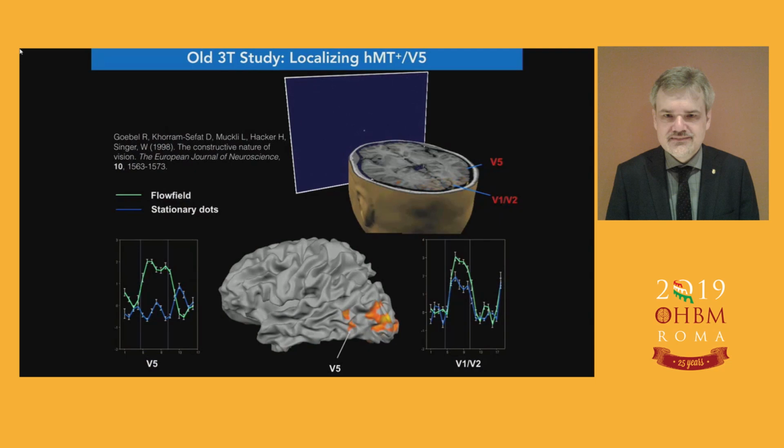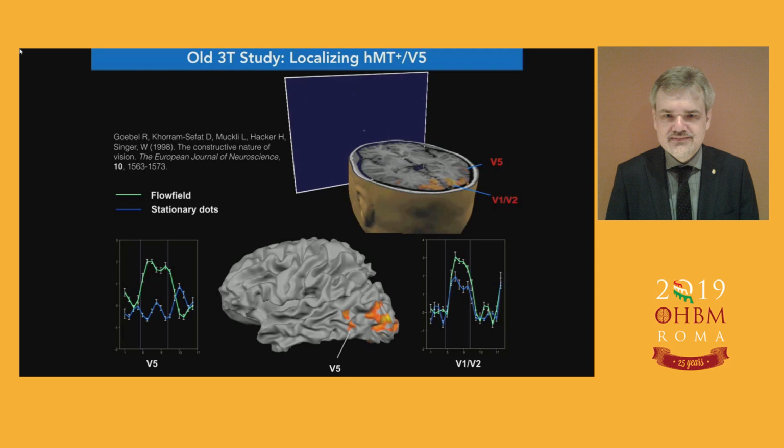So first, when we started to do fMRI in the 90s, this was a highlight of our work. We used a Vision scanner from Siemens, 1.5 Tesla, and got beautiful mapping of MT by contrasting motion versus static. But actually, we also did it on 3T later, but this is the original 1.5 images here.